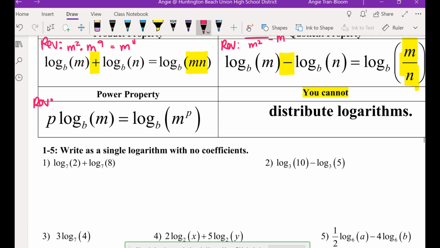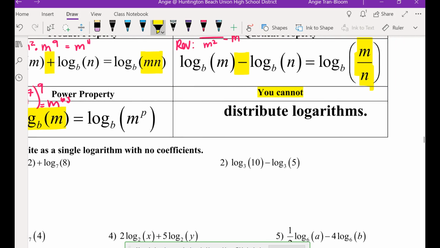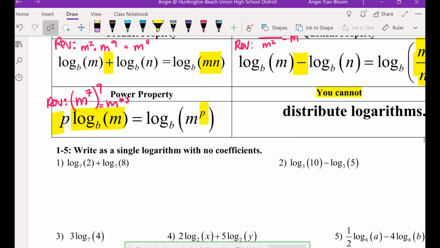Review some more in the bottom one, so that we can connect these. If I give you m to the 7th raised to the 9th, whoa, this is a big number. What's that? M to the 63rd power. What did you guys do there? We multiplied. So in log, if you have a multiplication, p times log base m, that's pretty much a power. So when you see a power in log, you can rewrite it as a multiplication.